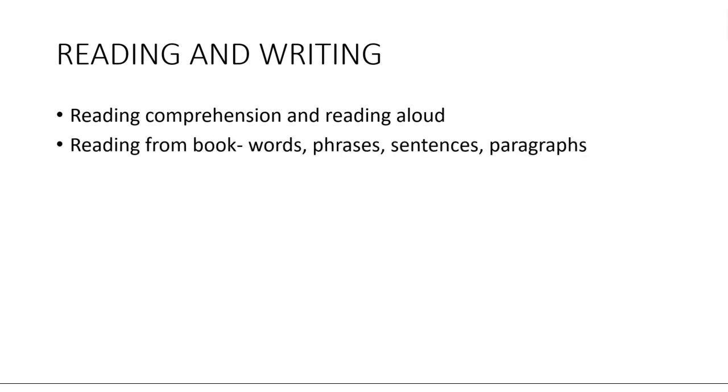Reading aloud can be tested by asking him to read from a book: words, phrases, sentences, and paragraphs. So this is increasing complexity. First you ask him to read words, then phrases, then sentences, then paragraphs. Then reading comprehension is tested by asking him questions. You write these questions and ask him to answer by nodding, like a yes or a no. By doing this, you will be testing whether he is comprehending these questions which are written on paper.